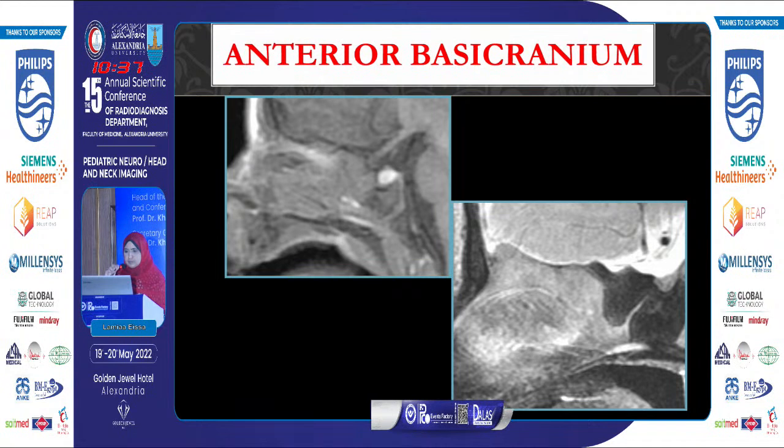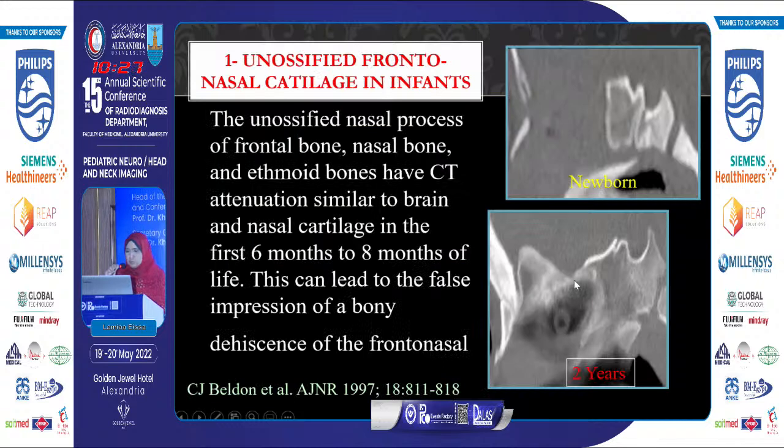Then we come to the anterior skull base, which is made by the frontoethmoidal bone. So this is the normal by MRI, showing the cartilage here. This is non-ossified, and this is normal. The first variant of the anterior skull base is unossified frontonasal cartilage in infants. The non-ossified processes of the frontal bone, nasal bone, and ethmoid bones have CT attenuation similar to the brain parenchyma and nasal cartilage in the first 6 to 8 months of life, and may even persist until the age of 1 year and even 1.5 years.